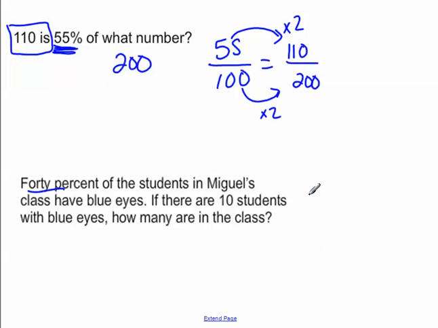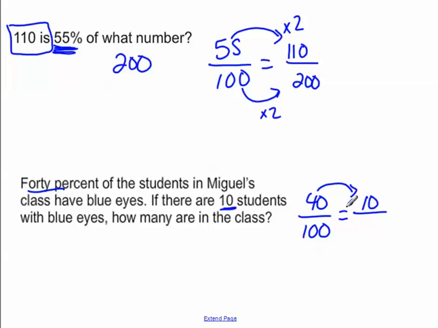I know my percent, that's 40%. And now look at this. If there are 10 students with blue eyes, does 10 represent part of the class or the whole class? All right, hopefully you said that was part of the class. That's part. Okay? So now I just need to figure out, how did I go from 40 to 10?